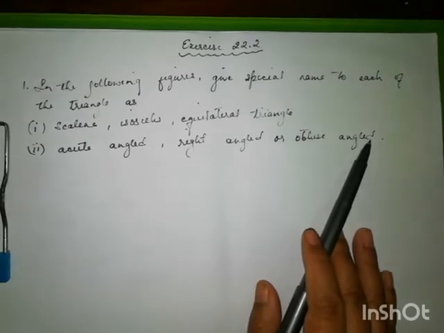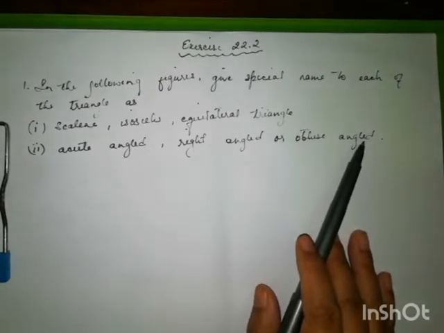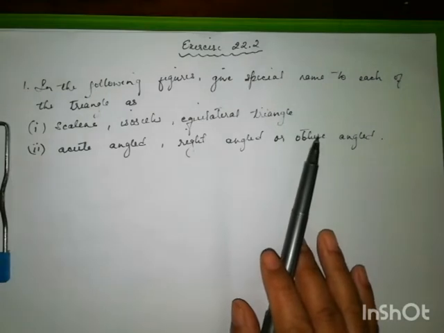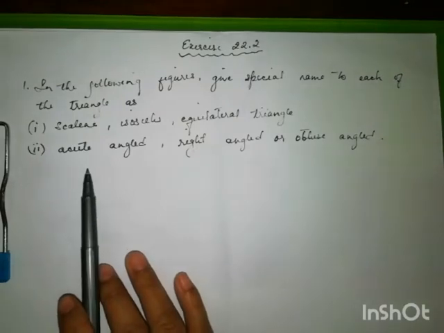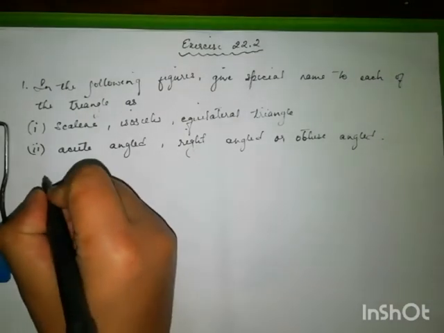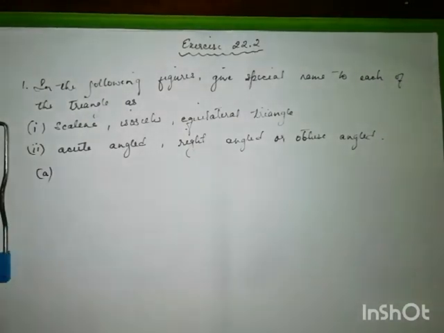We already know that triangles are classified depending on their sides as well as their angles. Okay, here figure A is given.